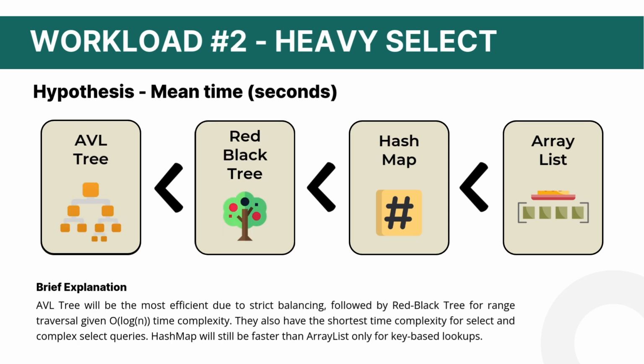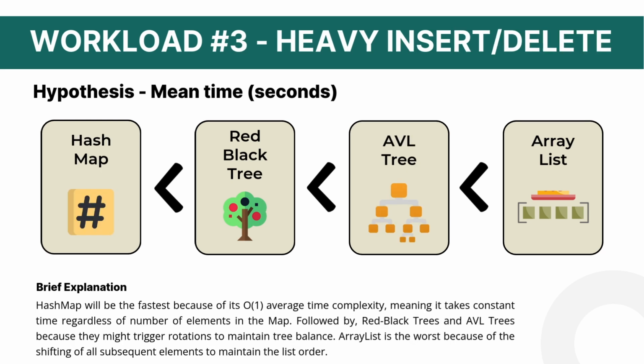Next will be heavy select. AVL tree will be the most efficient due to strict balancing, followed by red black tree for range traversal, given the O(log n) time complexities. They will also have the shortest time complexity for select and complex select queries. Hashmap would still be faster than array list only for key-based lookups.